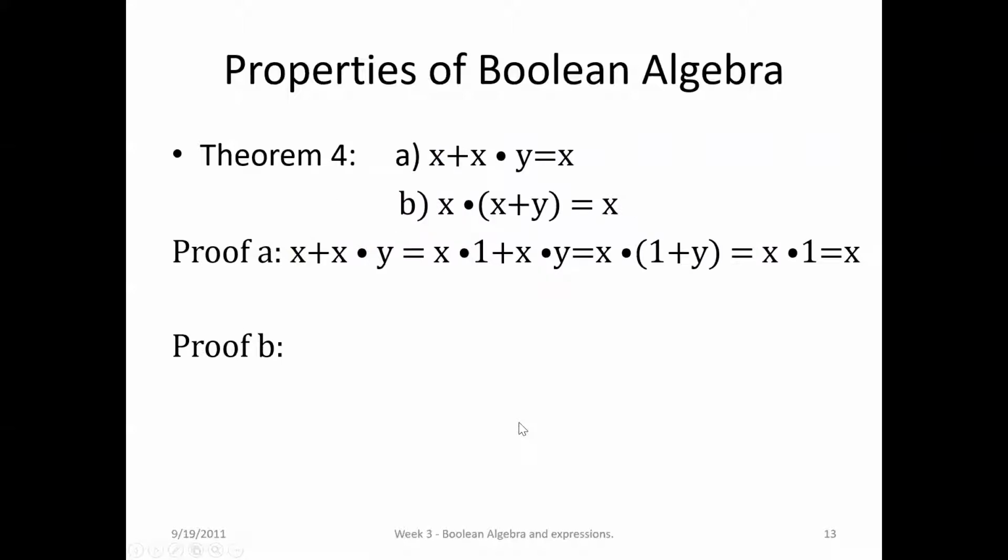These are special laws: x plus x dot y is x, and x dot x plus y is also equal to x. The same variable is in this part of the expression, and even this is called an expression. x dot y could be called an expression, x plus y alone could be called an expression, and the whole of it is also an expression. So x plus x dot y is x, and x dot x plus y is also equal to x.